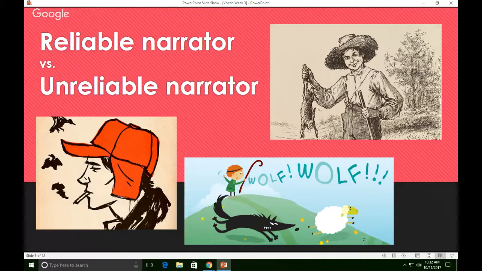And so when the boy cries wolf too many times, we no longer trust him. And so again, first person narrator, you have to decide if that narrator is reliable or not so much.